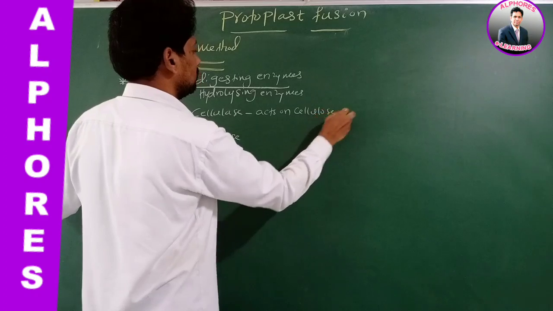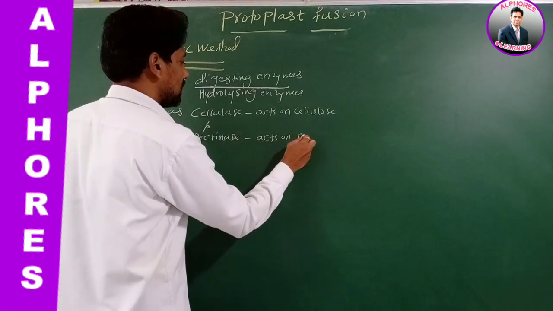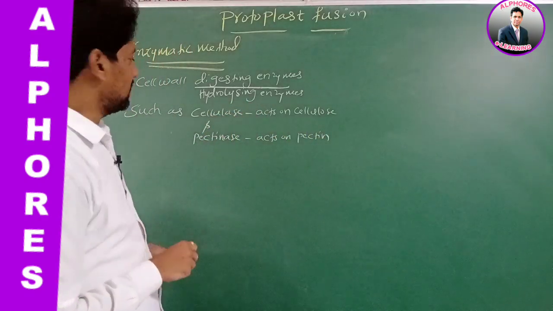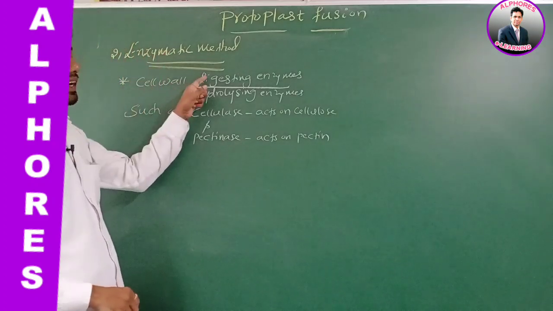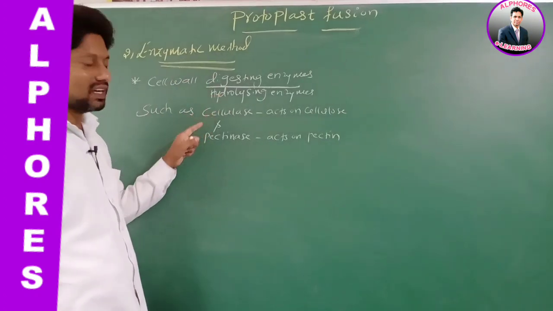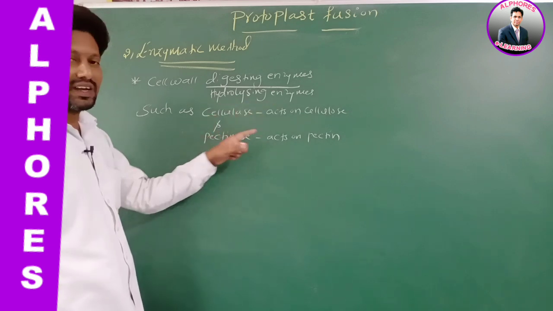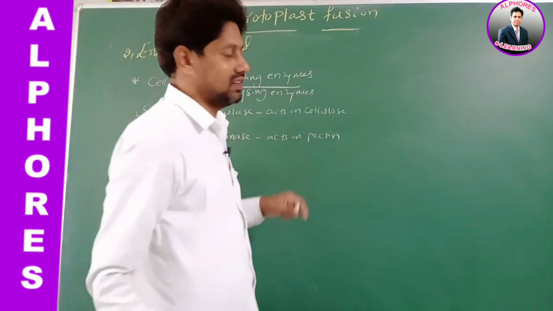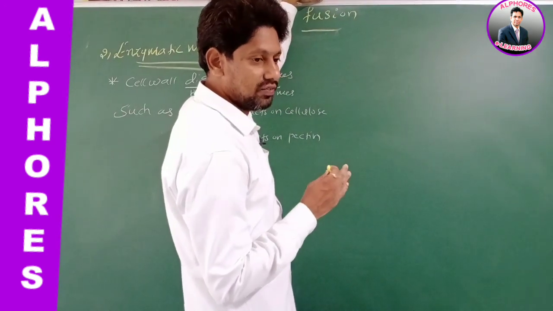Whereas pectinase acts on pectin. Is this statement okay? Therefore, in the enzymatic method we are using cell wall digesting or hydrolyzing enzymes such as cellulase and pectinase. Cellulase digests cellulose, whereas pectinase digests pectin. Right? Now listen here. Till now we removed the cell wall from a plant cell.